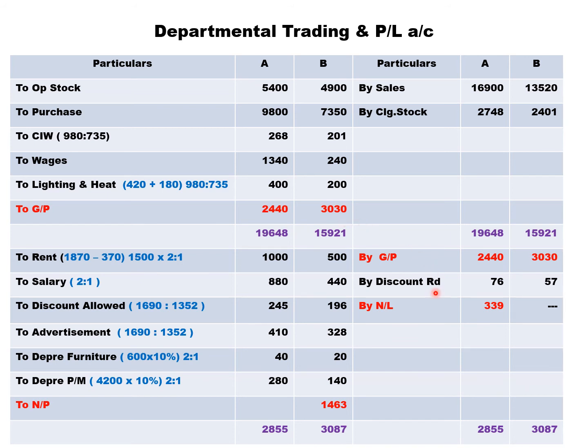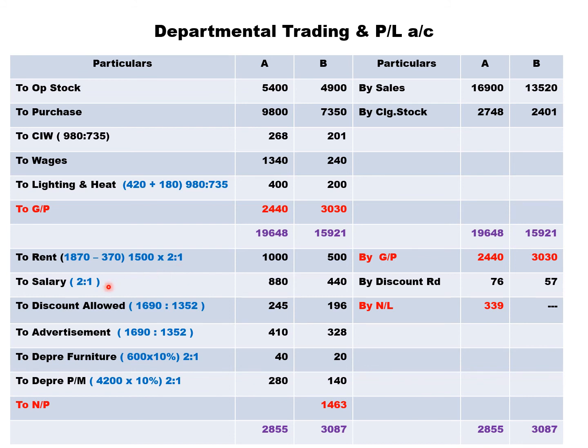Then distribute the discount received, students. The discount received has to be distributed in the purchase ratio 980 is to 735. So you get 76 and 57. Rent 1870 minus 370. What is this 370? Prepaid rent. Why do you minus 370? Because it is rent of next year. So since it is next year's rent, remove it, minus it. You get 1500, into 2:1 as mentioned in adjustment number 1.